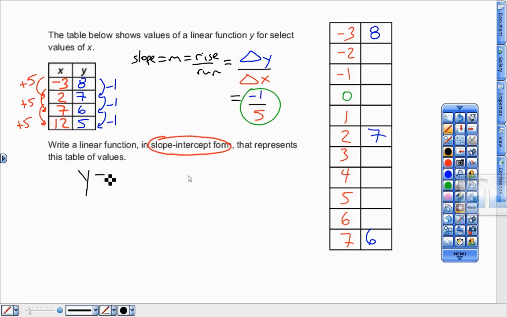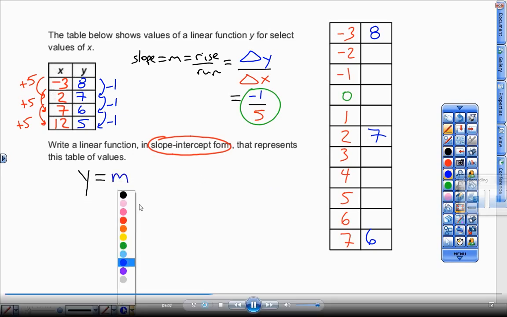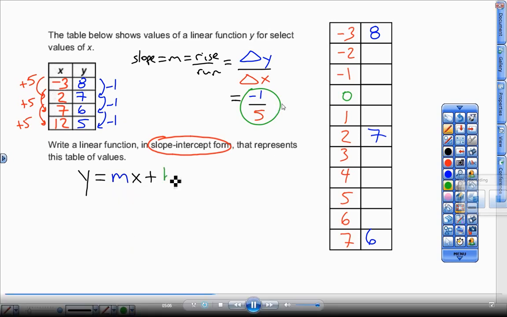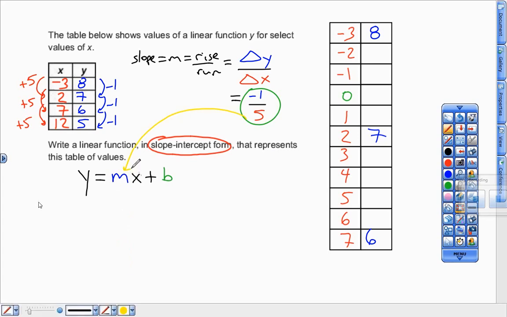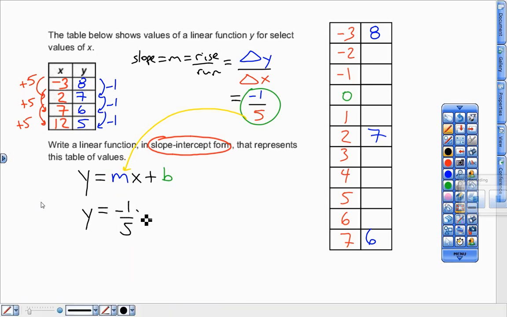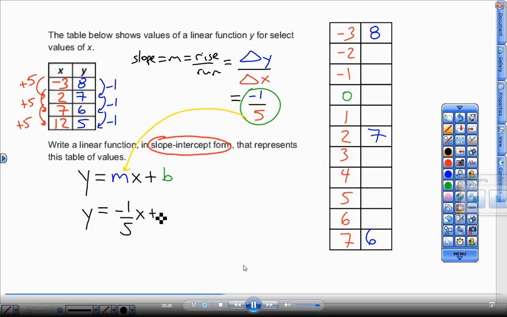That's the number that's going to go in front of x. So that is my slope, the m in mx plus b I'm looking for. So I'm going to replace m with this number for my slope. Make sure I include the negative. Always include the negative there. Y equals -1/5 x.